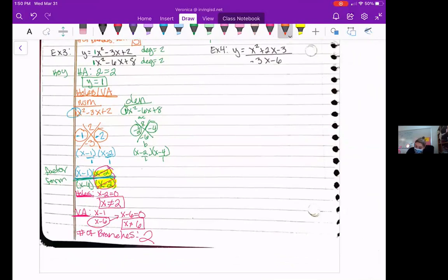Okay, so your domain for this function is going to be x is an element of all real numbers except your holes. So x cannot equal 2 and it cannot equal 6. Your holes and your vertical asymptote. So your domain is all real numbers except 2 and 6. Because we have a hole and an asymptote there. So it cannot equal those two.